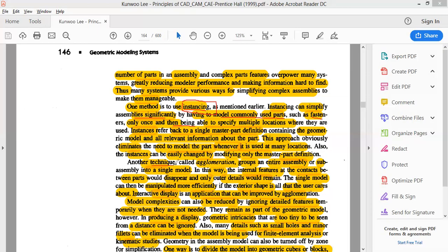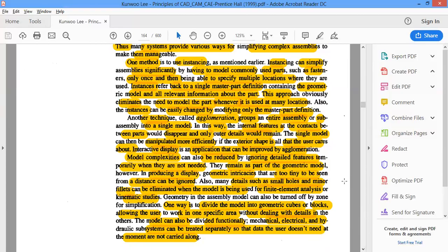The other technique is called agglomeration. In agglomeration, what they are going to do is, say for example, we are going to consider that we have to go for analysis of the entire vehicle. Okay, so when we go for analysis of the entire vehicle, say for example, they have to study what is the stress and strain and other things that is going to happen onto the chassis of the vehicle.